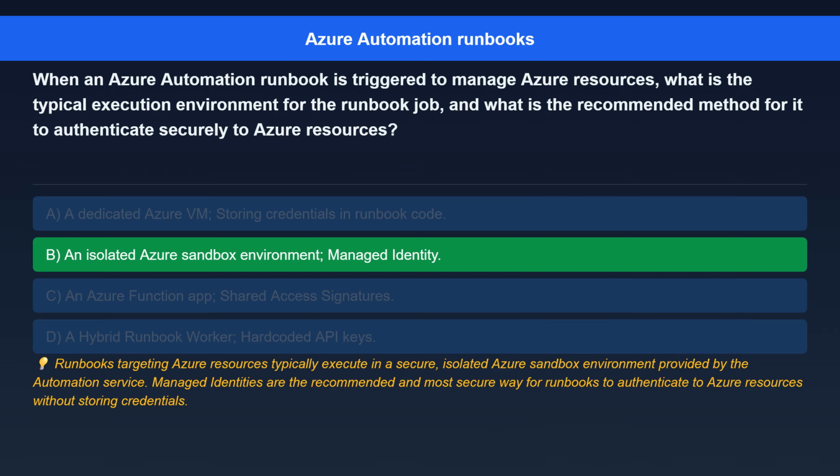The correct answer is an isolated Azure Sandbox environment, managed identity. Here's the explanation. Runbooks targeting Azure resources typically execute in a secure, isolated Azure Sandbox environment provided by the automation service. Managed identities are the recommended and most secure way for runbooks to authenticate to Azure resources without storing credentials.